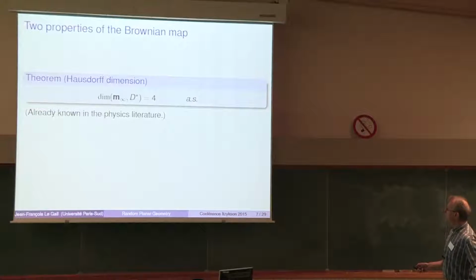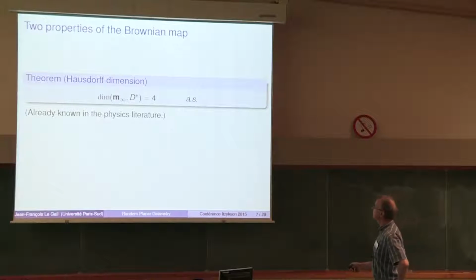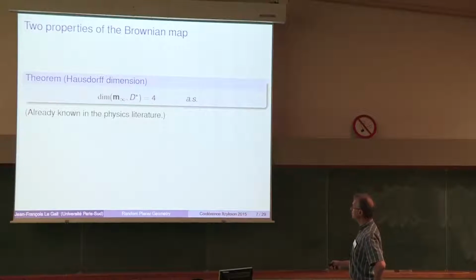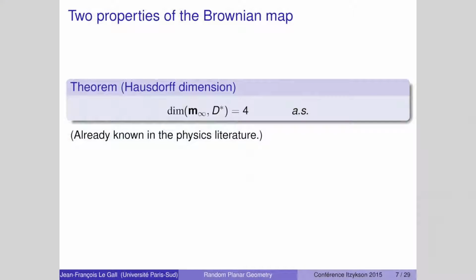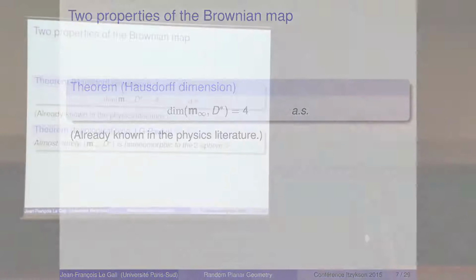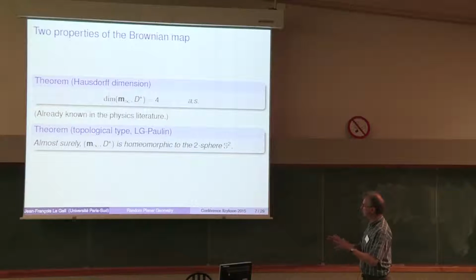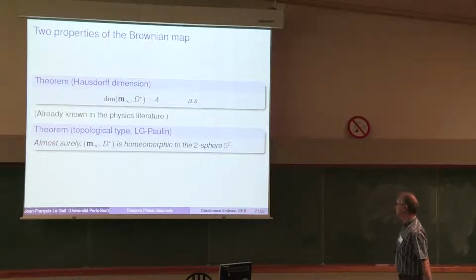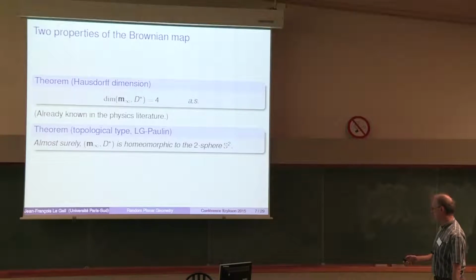Okay, briefly two properties of the Brownian map. It has Hausdorff dimension 4, almost surely. However, it is almost surely homeomorphic to the two-sphere. So you should think of it as a two-dimensional sphere, but equipped with a very wild metric in some sense, which gives a Hausdorff dimension equal to 4.